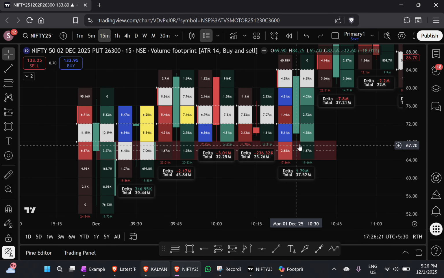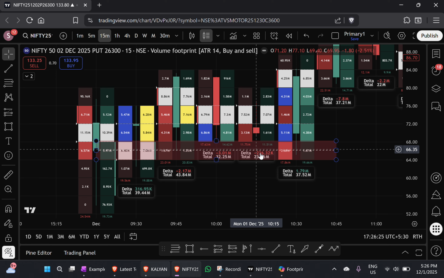This box was touched around 10:30. Here the selling aggression was down, 10:15 to 10:30. This candle is convincing me that selling aggression was gone, and previously the POC fractal is suggesting a buy.